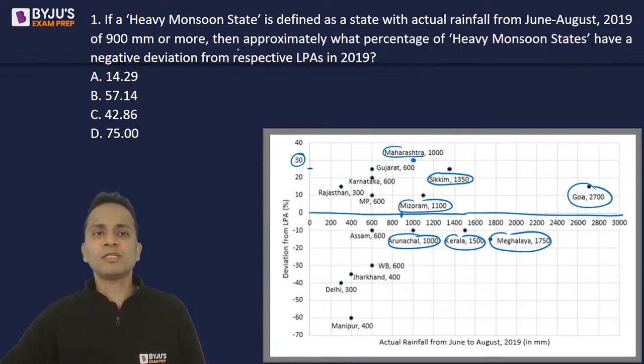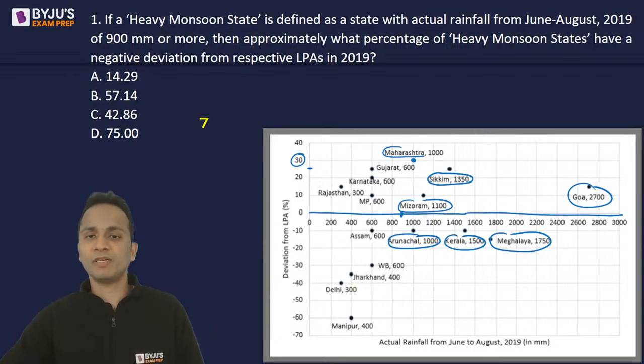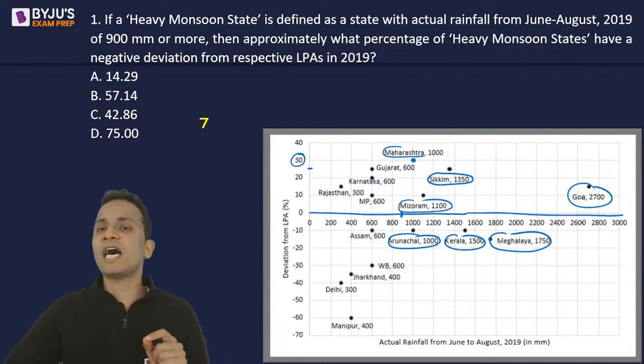You'll have to find out approximately what percentage of heavy monsoon states. So, what is the total number of heavy monsoon states? The total number of heavy monsoon states is 7. 1, 2, 3, 4, 5, 6, 7. Maharashtra, Sikkim, Mizoram, Goa, Arunachal, Kerala, and Meghalaya. So, these 7 states are heavy monsoon states.